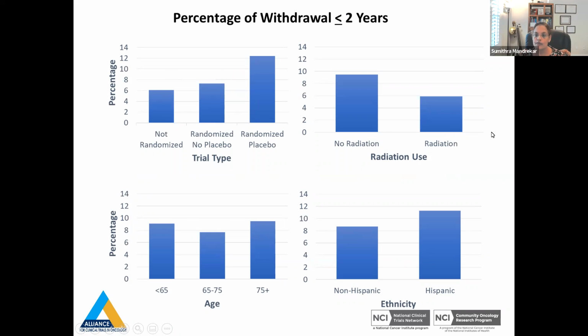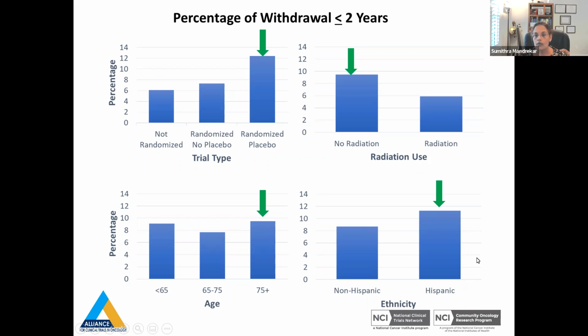And here is other information that we looked at. These are just raw percentages, not adjusted for other factors. You can see that if you have a placebo-controlled randomized study, maybe there's more chance of patient withdrawal. If they did not have radiation, they probably withdrew more. This was interesting because it was believed that radiation trials are very regimented and are only given for a short duration of time, so they are probably better at retaining patients. This is not like a long follow-up forever. Older patients are maybe a little bit more likely to withdraw consent, and Hispanic patients are more likely to withdraw consent.